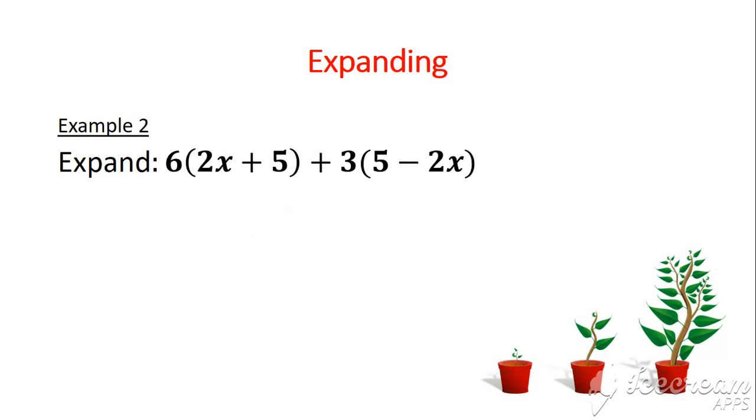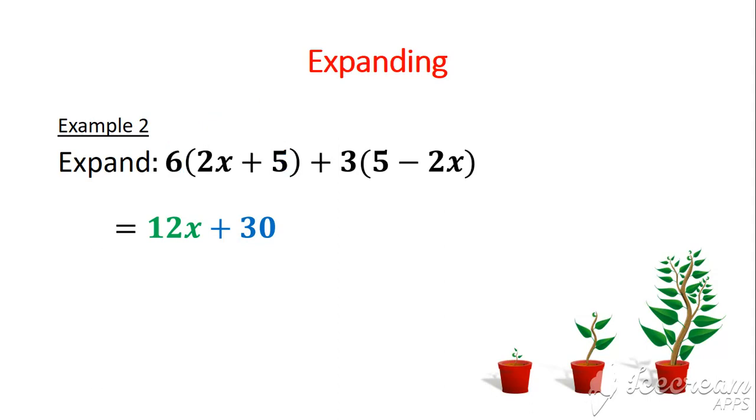All right, number 2. We're going to expand, and then we're going to simplify this expression. So let's get into 6 times 2x. That gives us 12x. 6 times 2 is 12, and there's an x. 6 times 5, but we're going to treat it as a plus 5. So 6 times positive 5 makes positive 30. So we write down plus 30.